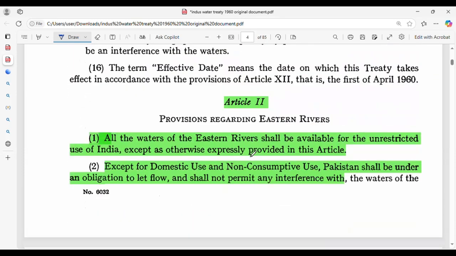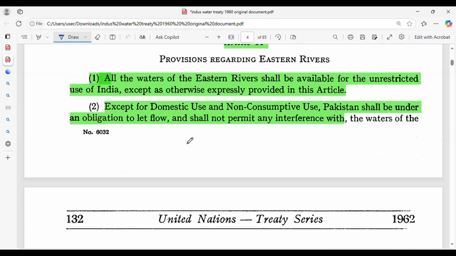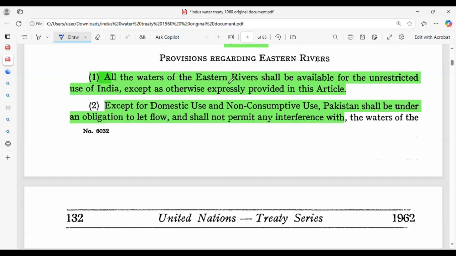Now we come straight to article 2 of this treaty. All the water of the eastern rivers shall be available for the unrestricted use of India except as otherwise expressly provided in this article. What does it mean? That all the water of eastern rivers should be available for the use of India. And as we have already read, the eastern rivers are Ravi, Byas and Satluj, except for domestic exceptions, which means unrestricted for some uses except for domestic use.